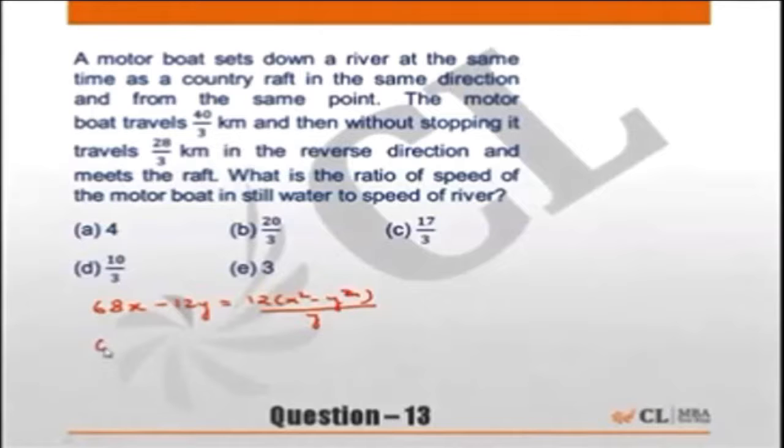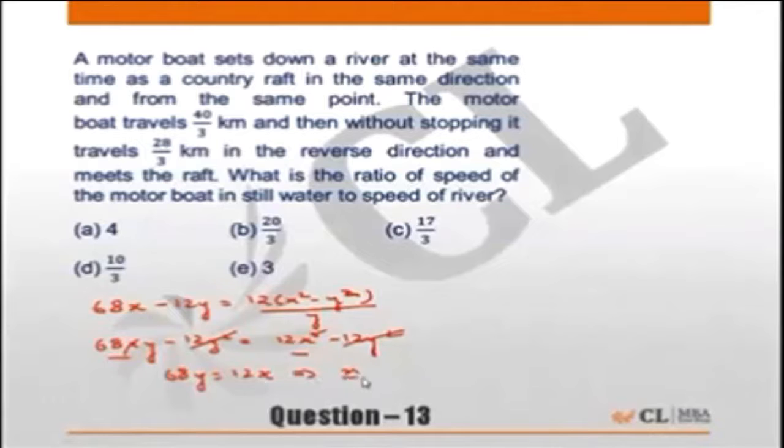Let's simplify this equation. So we get 68xy minus 12y square is equal to 12x square minus 12y square. 12y square on both the sides can be cancelled, and we are left with 68xy equal to 12x square, which means we can cancel out the x out here and the square out here. Or you have 68y equal to 12x, which implies x upon y is equal to 68 by 12, which is nothing but 17 by 3.